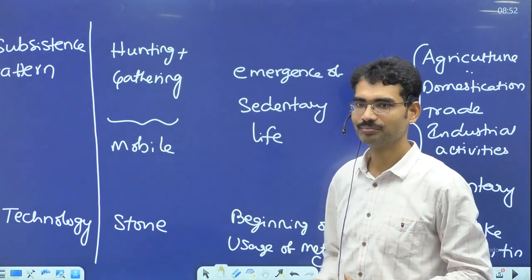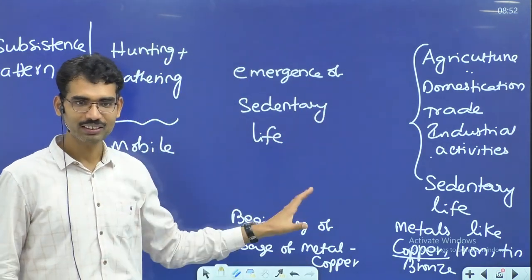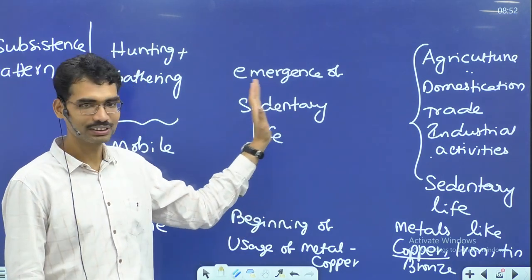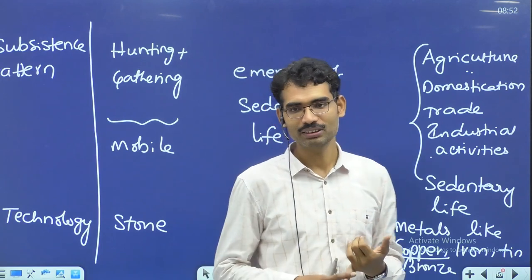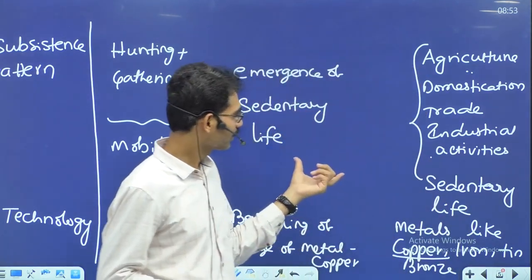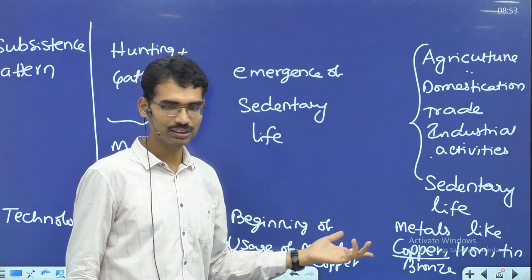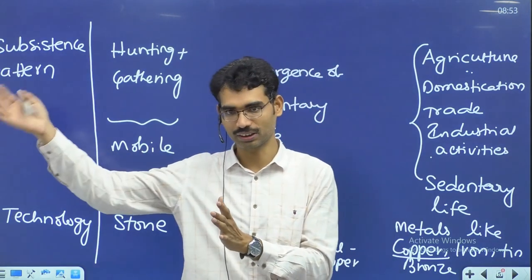No metal. So now script also not there, metal also not there. Fully it is prehistoric period. These are all after the emergence of metal. These evolutions emerged because of the technological changes. That's why if you see the industrial revolution, up to industrial revolution, one kind of society.